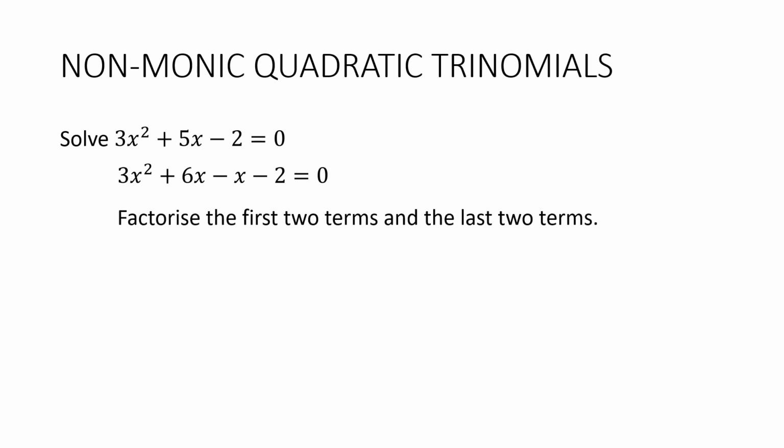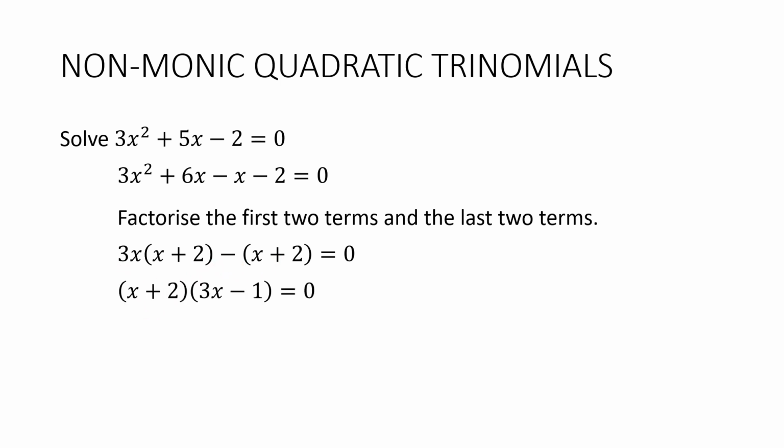Now let's factorize the first two terms and the last two terms. Common factor here is 3x. Common factor here is negative 1. Do these two match? Yes, they do. It's a common factor. Bring it out the front and we're left with 3x, take away 1.